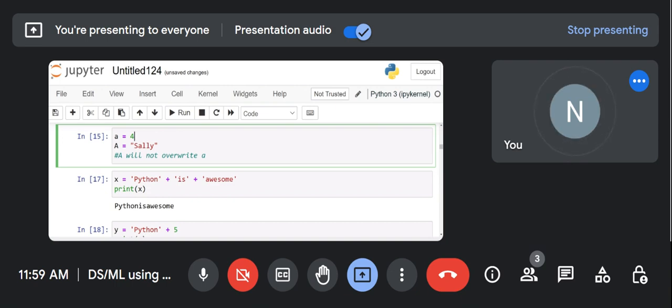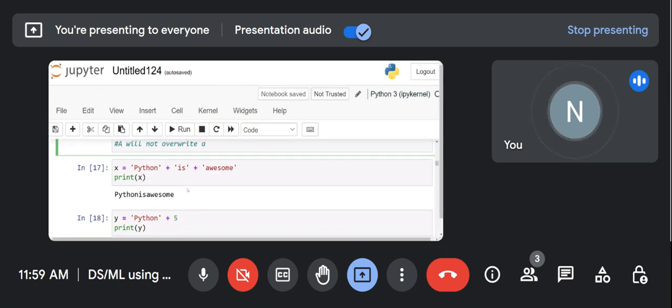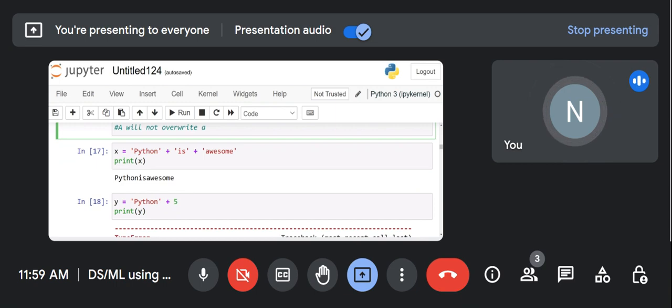It's case sensitive. Now, you can add string to a string, as you can add integer to integer, integer to float, float to float. Similarly, you can add string to string. So if I write Python is awesome with the plus operator, this is called concatenation. Adding strings is called concatenation. So Python is awesome, this has been printed.